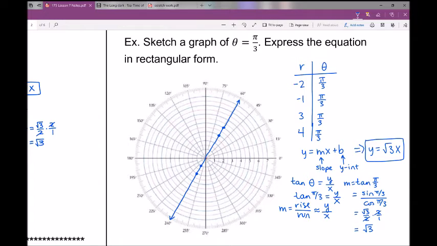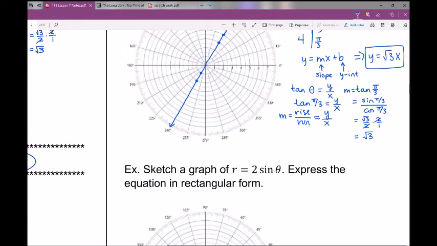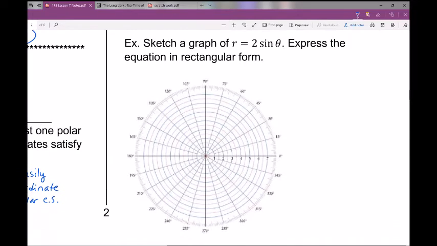All right, we have one more example with this. So we're going to sketch a graph of r equals 2 times the sine of theta, and again, we want to express the equation in rectangular form. So let's start with a table of values. So again, we have r and theta.